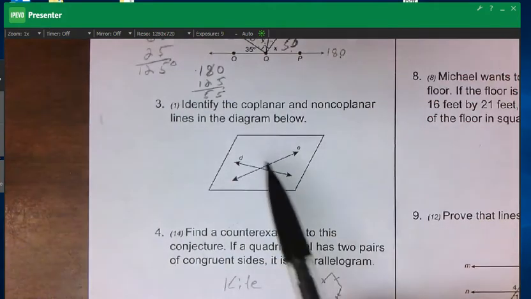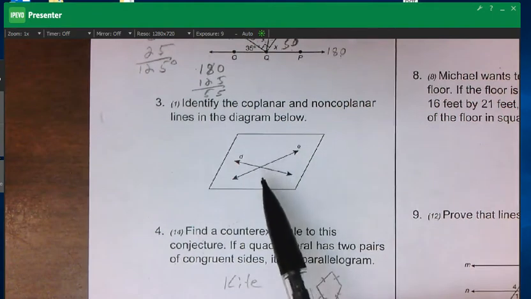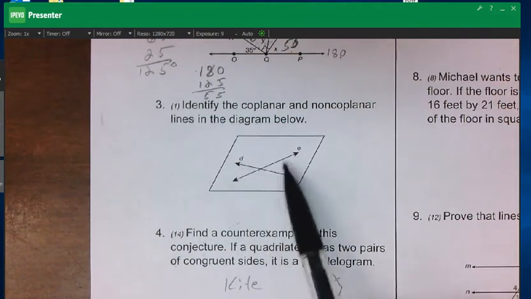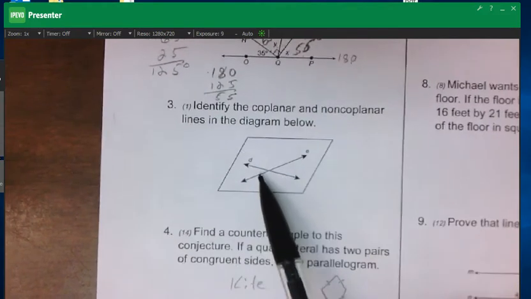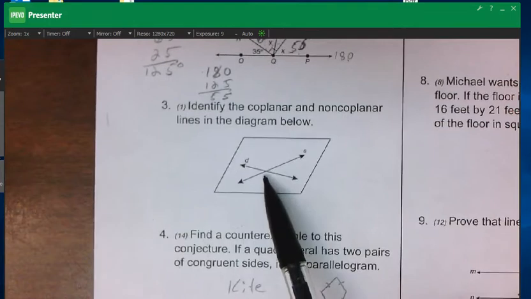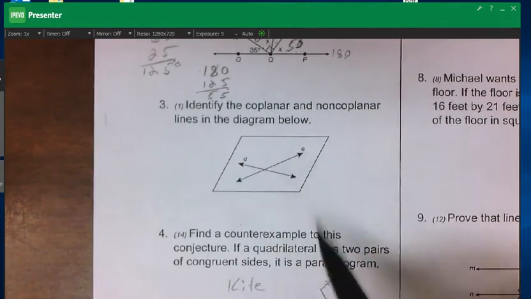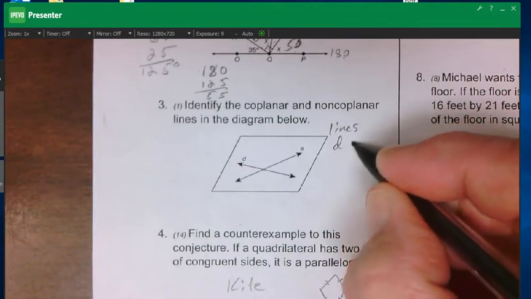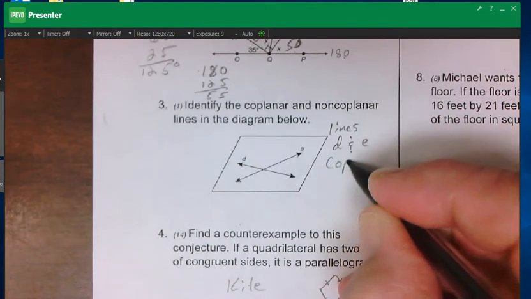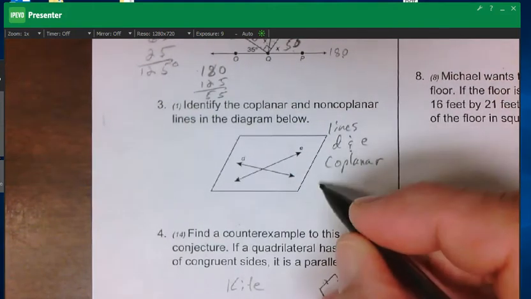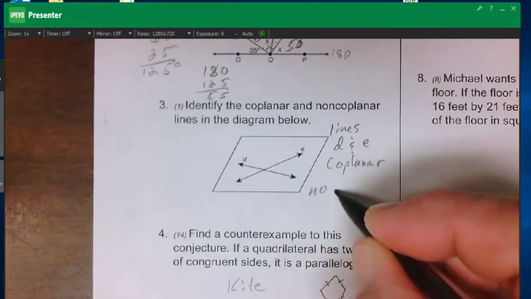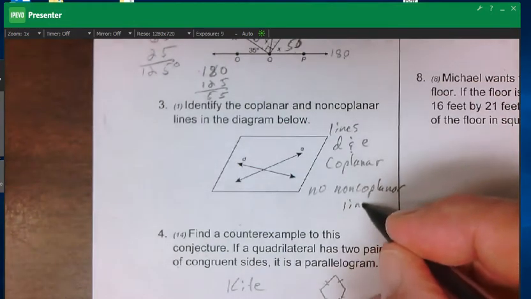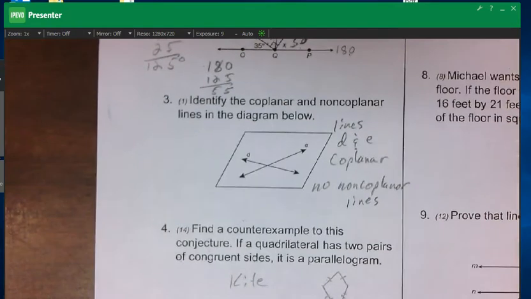All right. Identify coplanar, non-coplanar lines in the diagram. Looks a lot like another test we had. You have crossing lines. D and E are crossing. Anytime you have two lines, even if they're, for that matter, parallel, they're going to be coplanar. But these cross, so they are coplanar. So lines D and E are coplanar. And then there are no non-coplanar lines. They have to be coplanar.